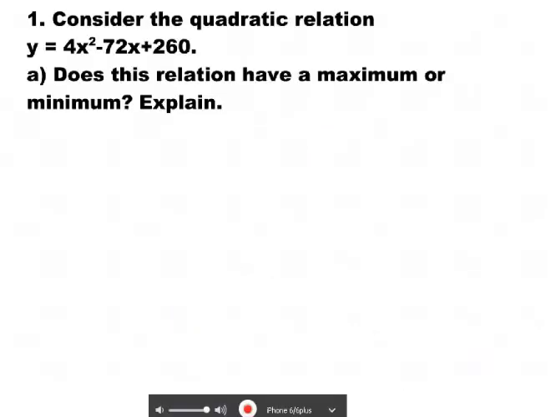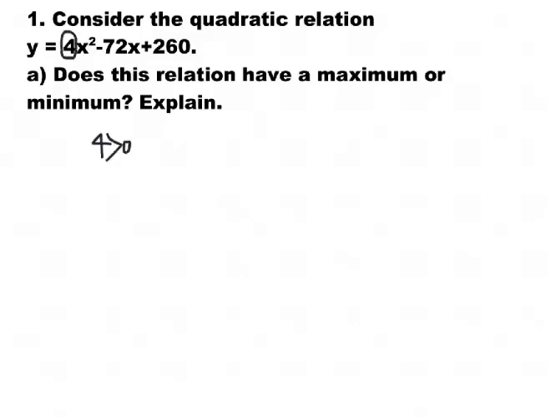Our first example is, consider the quadratic relation y is equal to 4x squared minus 72x plus 260. The question is, does this relation have a maximum or minimum? Explain. We look at the leading coefficient, which is 4. Since 4 is greater than 0, a is greater than 0, this means that the parabola opens upward. So the vertex has to be a minimum value.